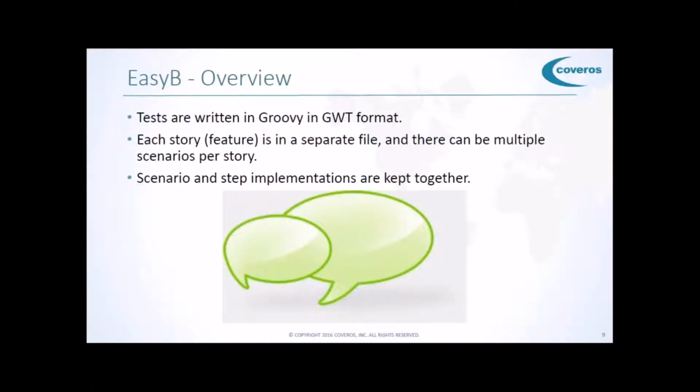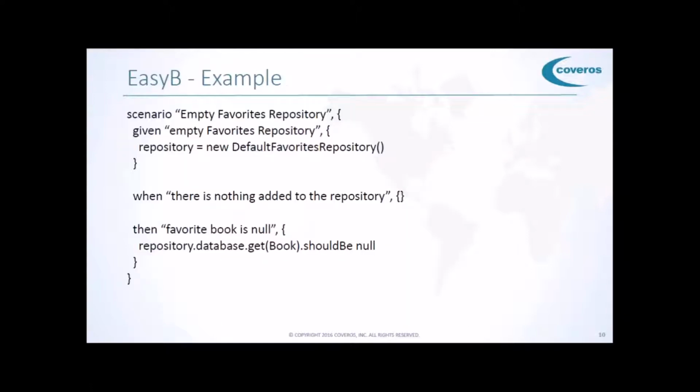Next, I looked at EasyB. With EasyB, tests are written in a given-when-then format. Each story or feature is stored in a separate file with multiple scenarios for each of those stories. However, with this tool, the scenario and step implementations are grouped together. And you can see that with this example.